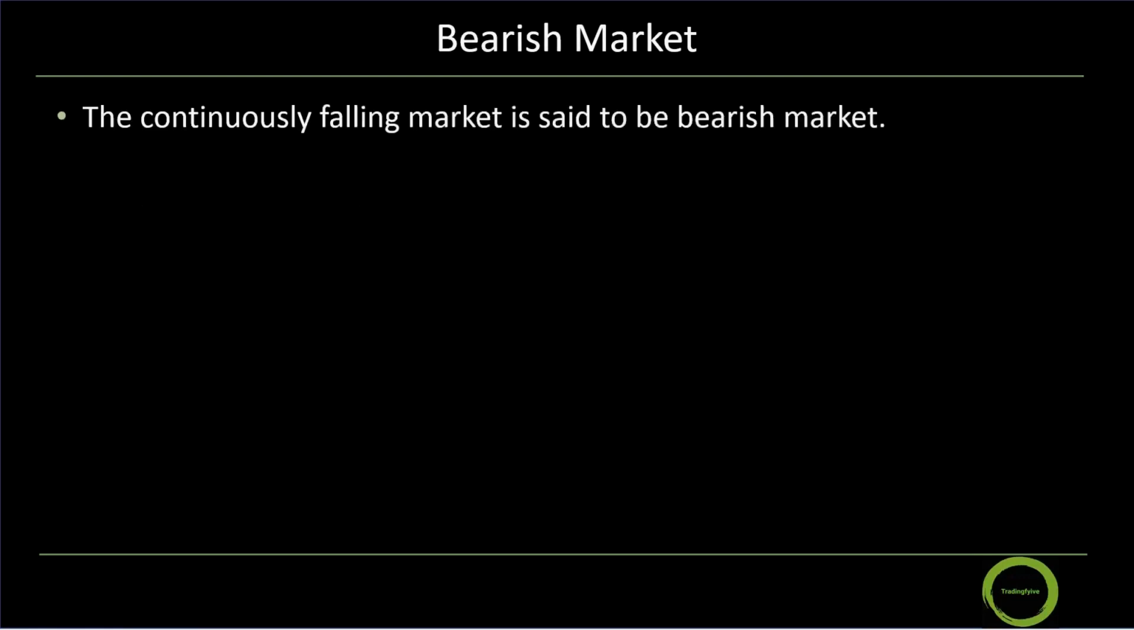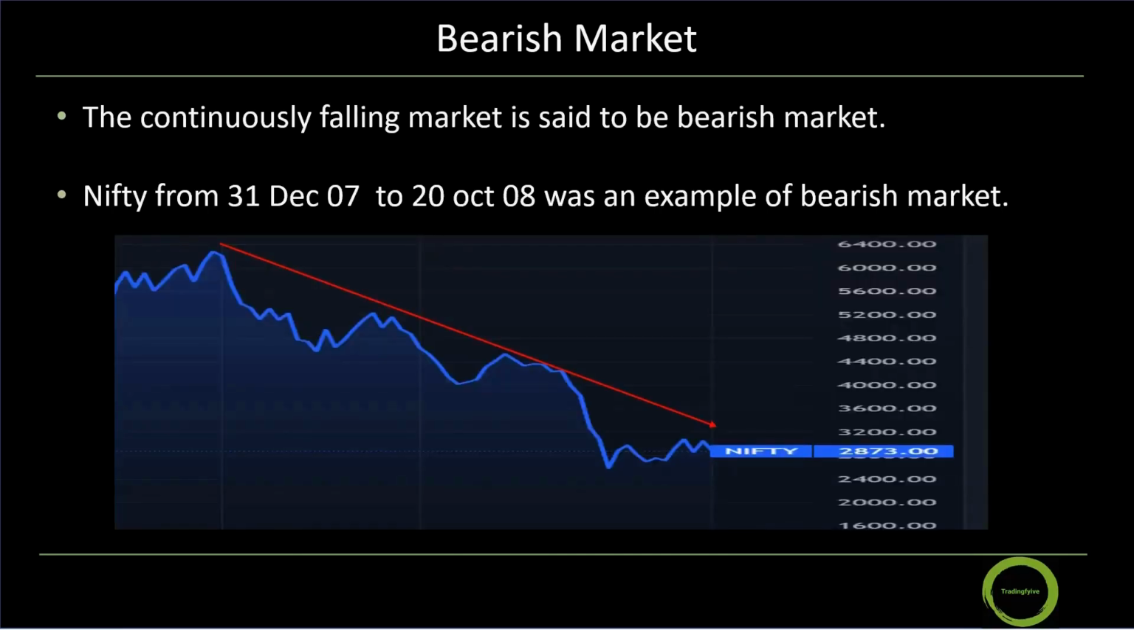Next we have bearish market. Just opposite to a bullish market, a bearish market is a continuously falling market. That is when the market is continuously moving in a downward direction, it is said to be a bearish market. Again, if we take the example of Nifty from around 31 December 2007 to around 20 October 2008, it was a great example of a bearish market. Nifty was making new lows and continuously moving down just like a bearish market.